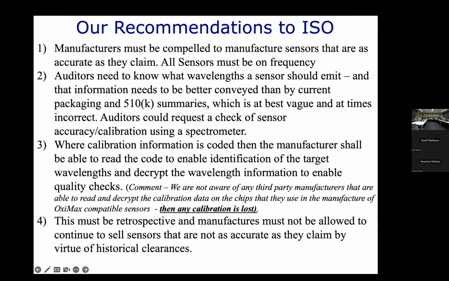Okay, to wrap up then, manufacturers must be compelled to manufacture sensors that are as accurate as they claim. All sensors must be on frequency. Auditors need to know what wavelengths a sensor should emit. And that information needs to be better conveyed than by current packaging of 510K summaries, which is at best vague and at times inaccurate.